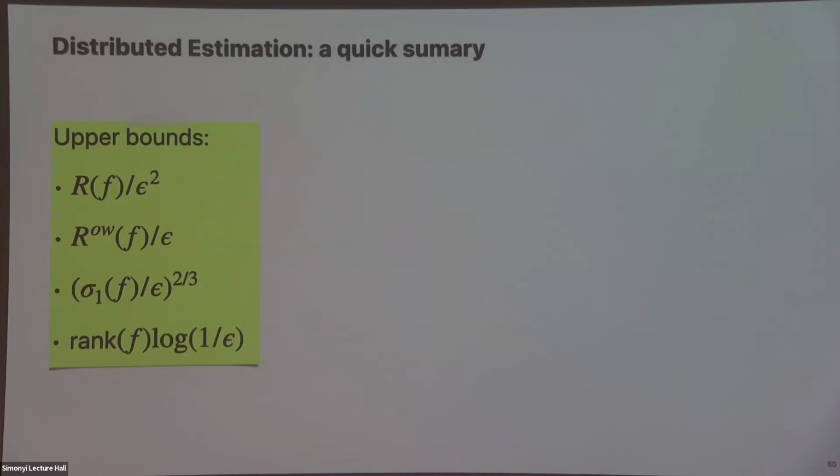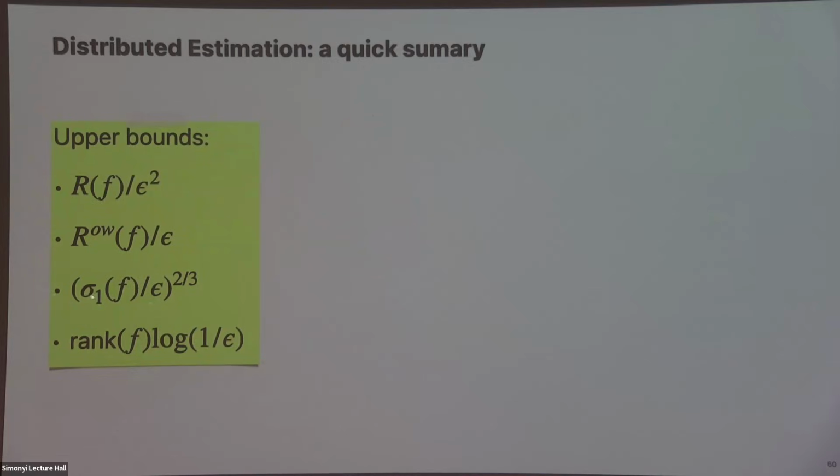There were a lot of results here, and this is the first paper investigating this question. So I think it's right that we explore the whole landscape, though I tried to highlight a couple of statements which I thought were particularly interesting. We have all these upper bounds. There's this R F over epsilon squared, R1 by F over epsilon. There's a couple of other upper bounds that I haven't shown you.